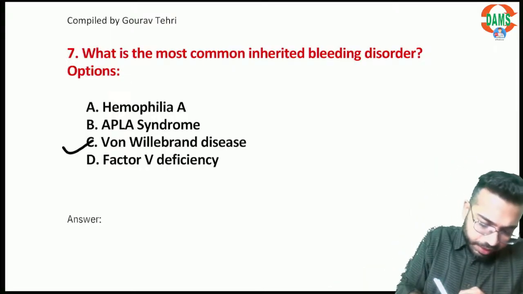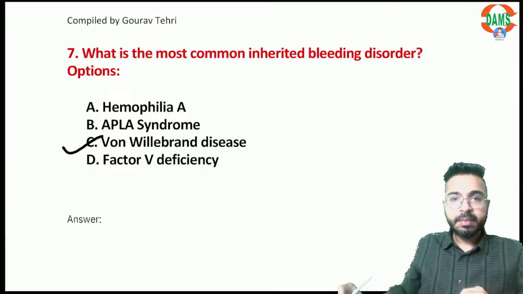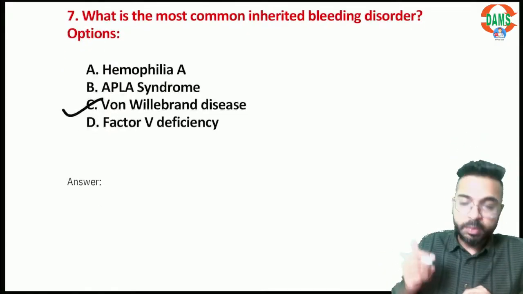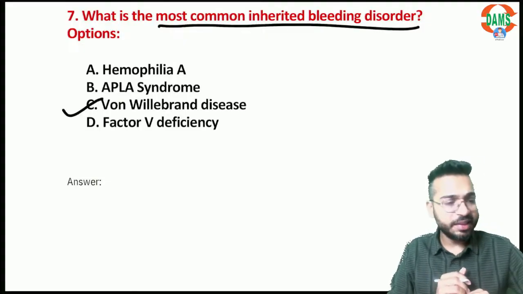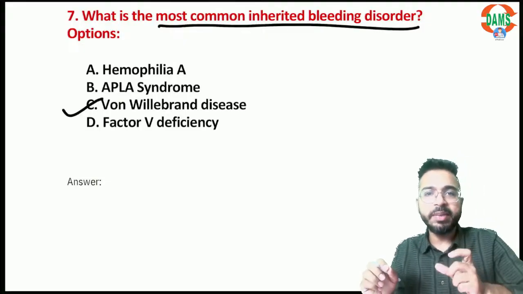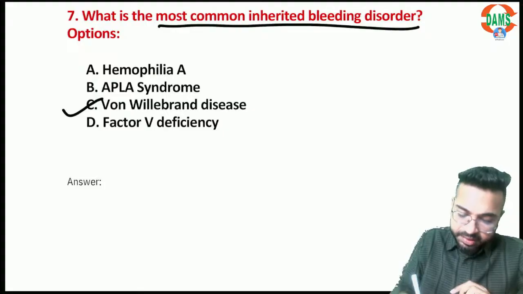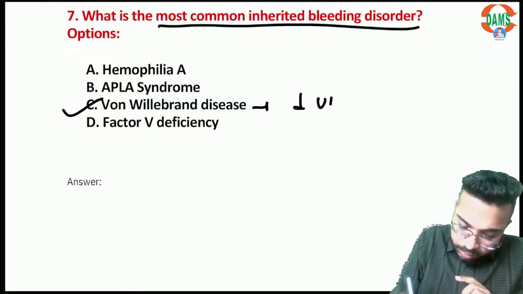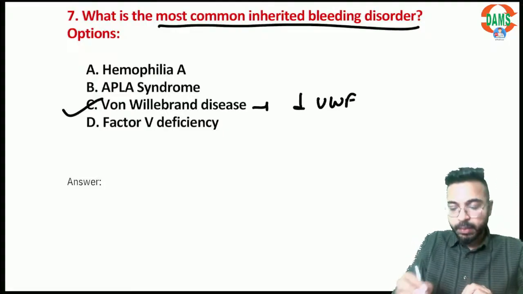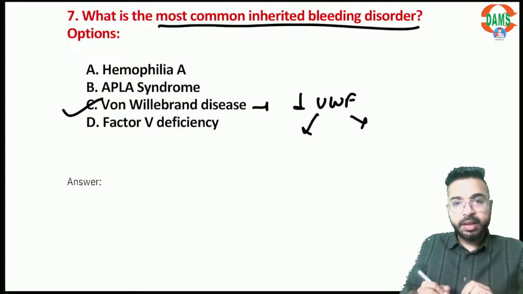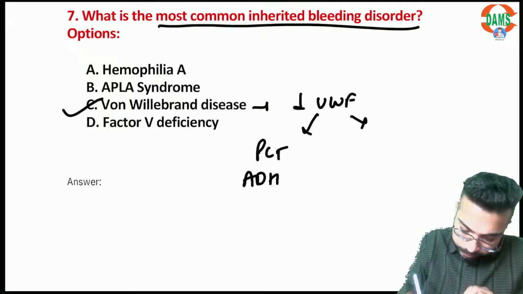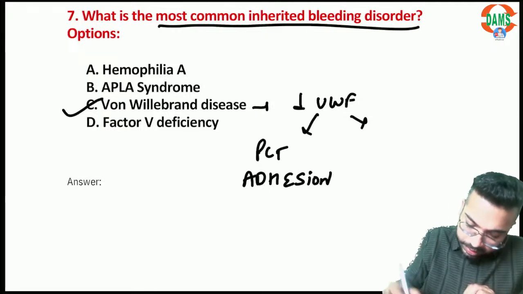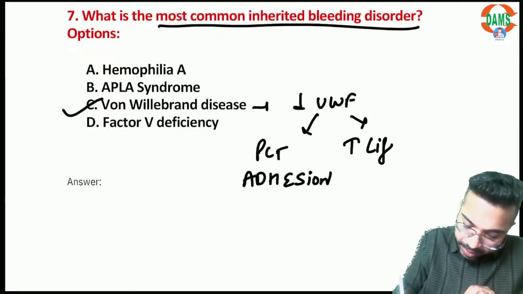So it is definitely von Willebrand disease. Von Willebrand disease is the most common inherited bleeding disorder. Direct question from Back to Basics. Same line we studied. Most common inherited bleeding disorder is von Willebrand disease. It is a deficiency of von Willebrand factor. It has two functions: one is platelet adhesion, and the other is to increase the lifespan of factor 8.